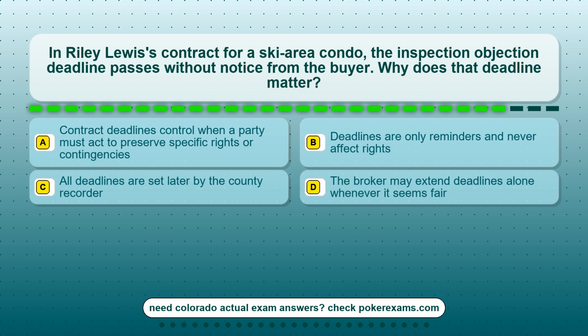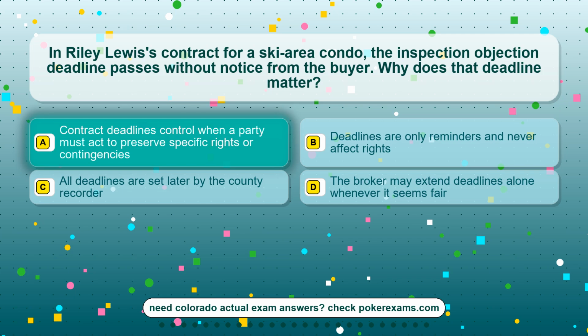Question 14. In Riley Lewis's contract for a ski-area condo, the inspection objection deadline passes without notice from the buyer. Why does that deadline matter? Option A. Contract deadlines control when a party must act to preserve specific rights or contingencies. Option B. Deadlines are only reminders and never affect rights. Option C. All deadlines are set later by the county recorder. Option D. The broker may extend deadlines alone whenever it seems fair.